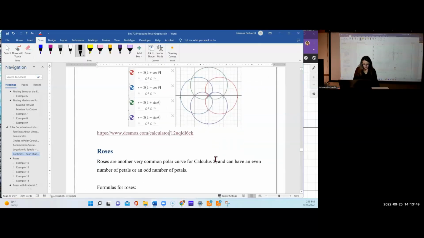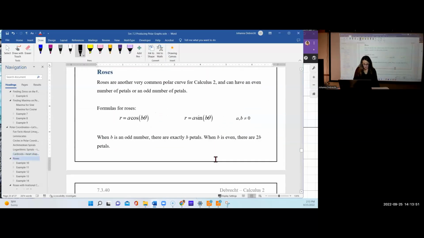Okay. Let's talk about roses now. Roses are one of the more important polar curves that we work with. We often use roses to find arc length, or we'll use them to find the area of the petal of the rose. They form petals in their more simple forms. They do have more complicated forms where they're not exactly petals anymore, but it still resembles a flower, so it's still called a rose.